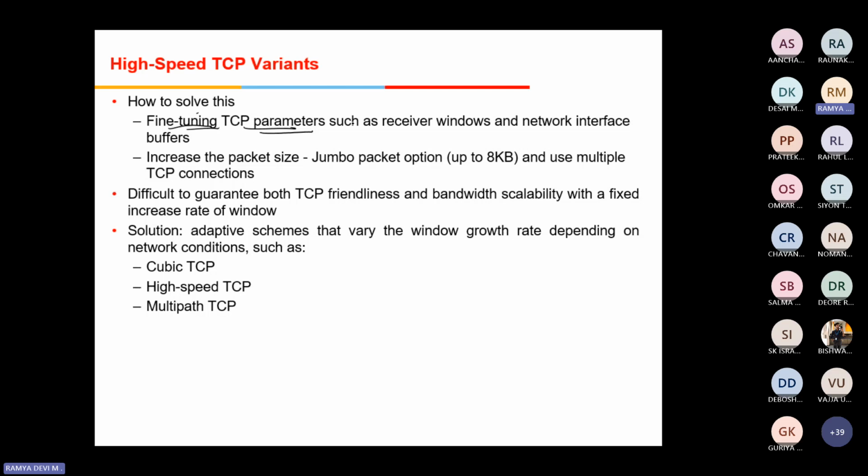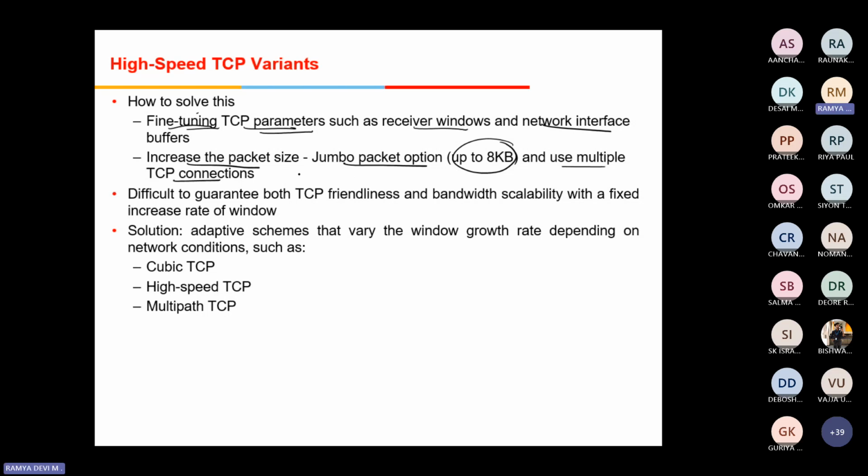We have to adjust the window size, the receiver window size, and also increase the network interface buffer capacity. This can help to utilize higher bandwidth. Another method is to increase the packet size, using the jumbo packet option, which allows up to 8 KB. Also we have to reduce the number of acknowledgements required. Together with that, you can use multiple parallel TCP connections. This also helps to improve the throughput in high capacity networks.